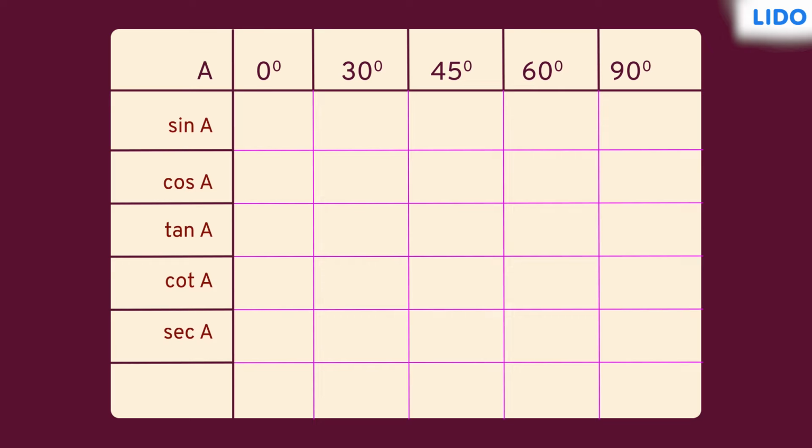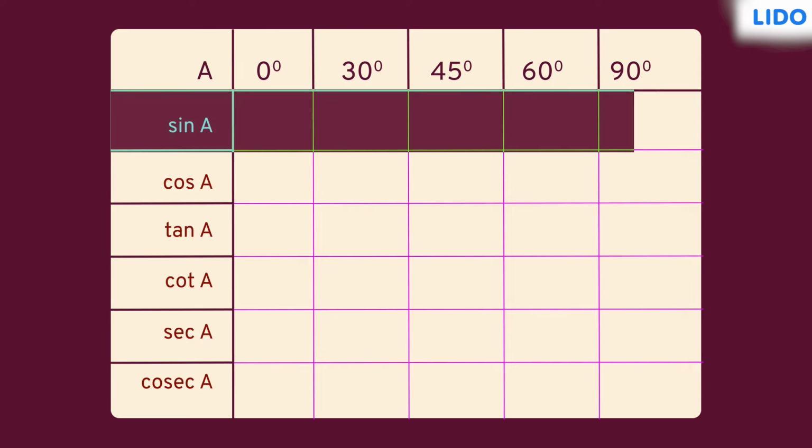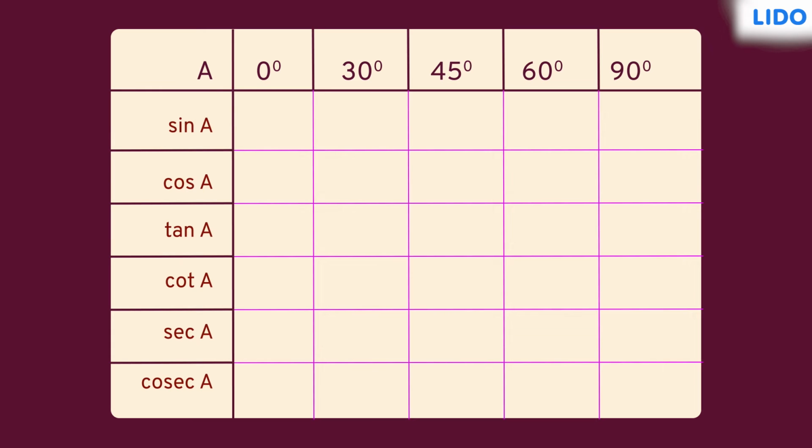The first row constitutes the standard angles, which are 0 degrees, 30 degrees, 45 degrees, 60 degrees and 90 degrees. The first column constitutes the trigonometric ratios like sine A, cos A, tan A, cot A, sec A and cosec A. Now let's start completing the sine ratio in the second row.